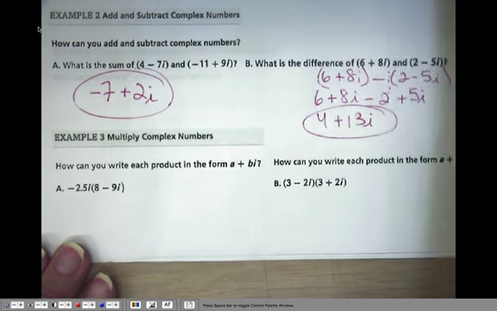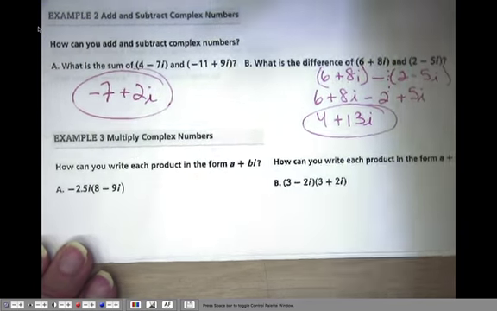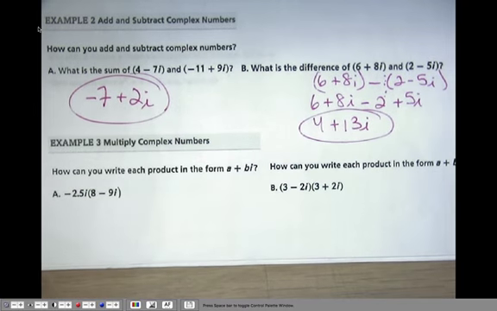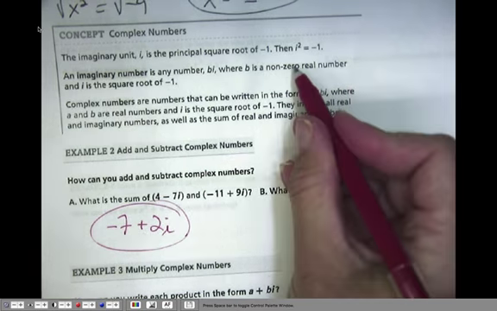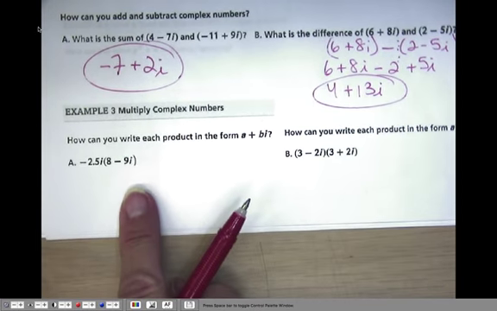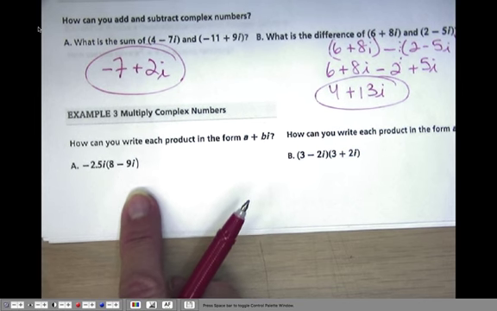Next, we're using the distributive property with complex numbers. Again, the mechanics are no different. What you are going to do differently is when you have an i squared, since we know that i squared is -1, when we get an i squared, we'll replace it with -1.